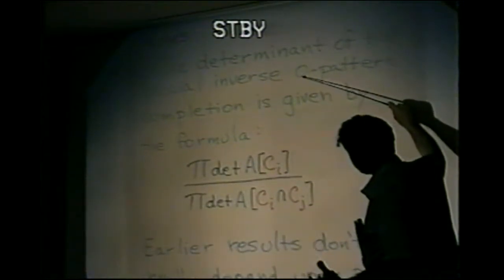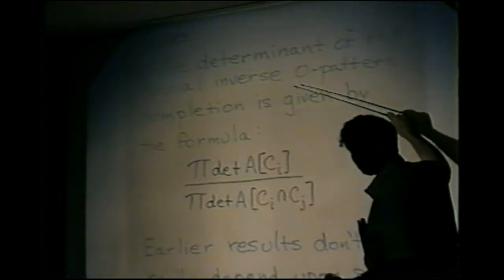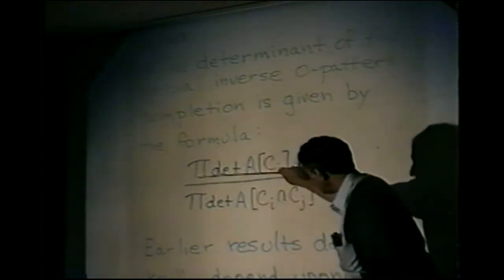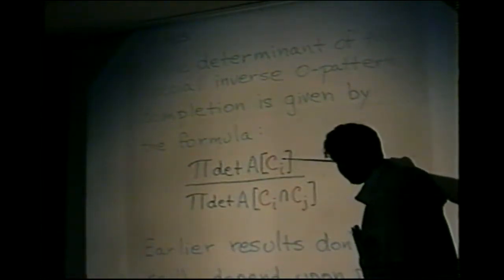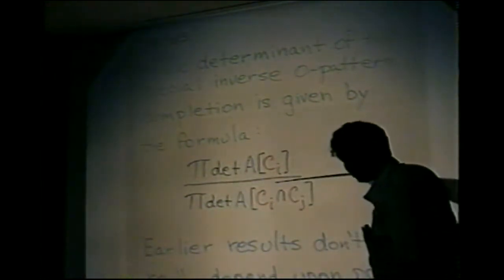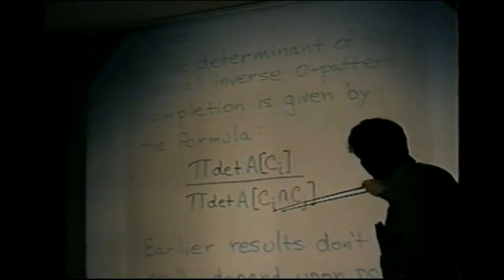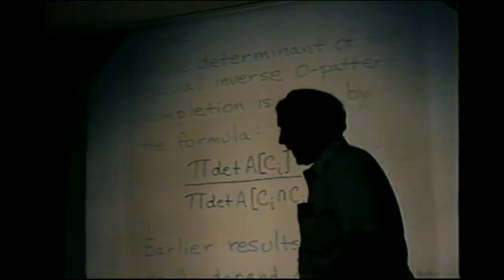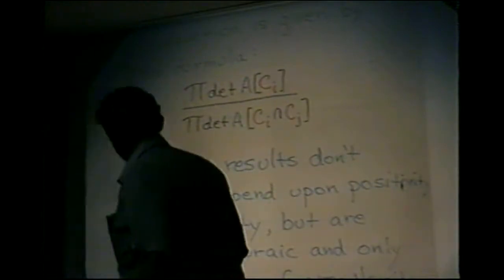Now, let me just mention here very quickly. I now have this partial matrix A, I look at this special completion that I claim exists, then its determinant turns out to be the following. It's just the product of the principal minors associated with the maximal cliques divided by the product of the principal minors associated with these intersections of maximal cliques associated with edges of the tree. So this determinant has a very nice formula. And this is all true in a very general setting. Okay? I don't have to worry about positivity.